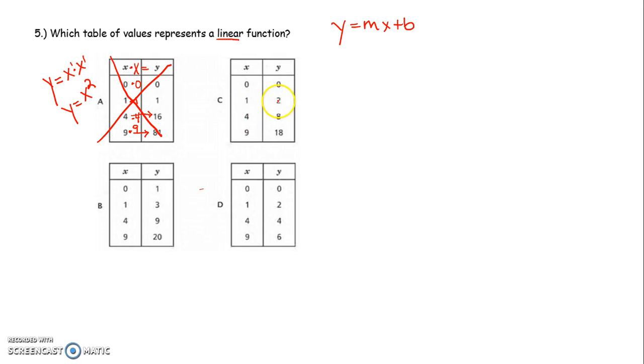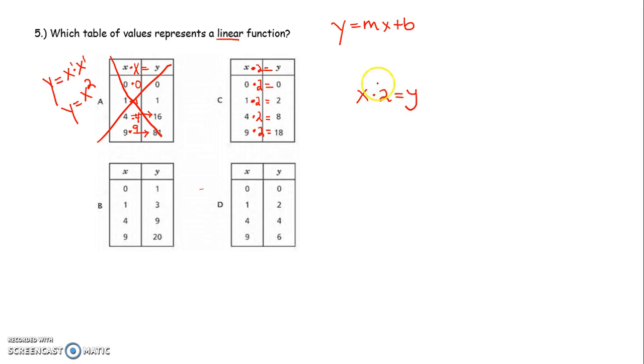What's another way to get from 1 to 2? If I don't want to add 1, I could do 1 times 2 is 2. 4 times 2 is 8. 9 times 2 is 18. It looks like each x is just multiplied by 2 to get the y. 0 times 2 is 0. So this would be x times 2 is y. So x times 2 equals y.